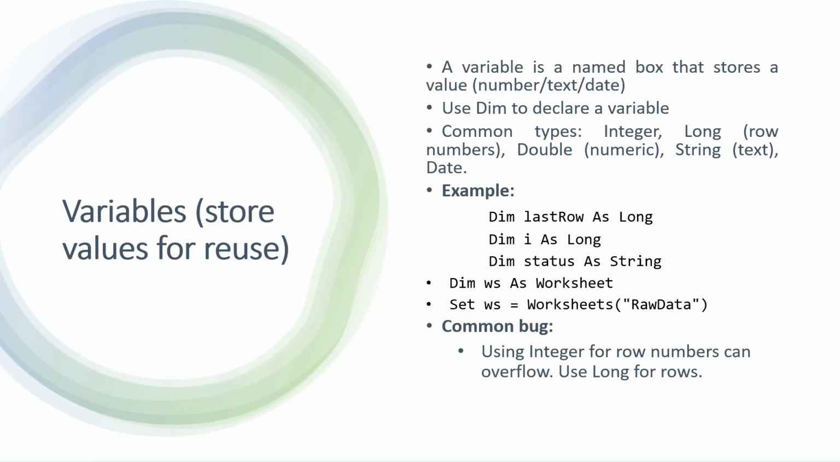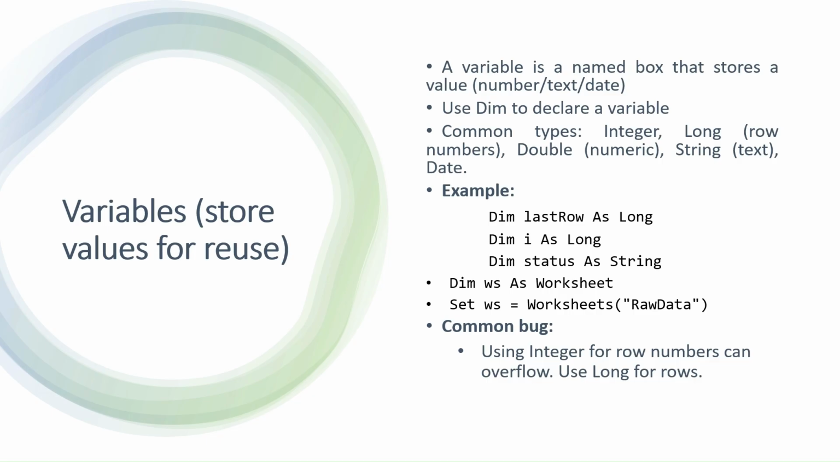When we are referring to a variable in VBA, it is like a named storage box, and we use it to remember a value. Of course, we remember the value because we need to reuse it in the next few lines of code.